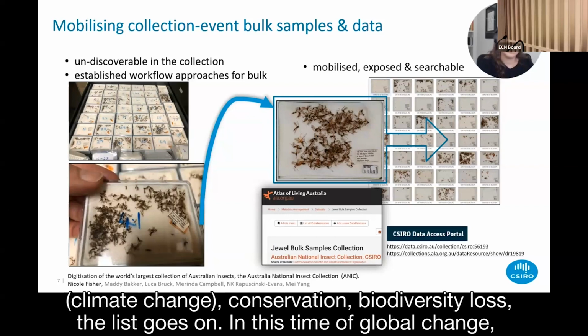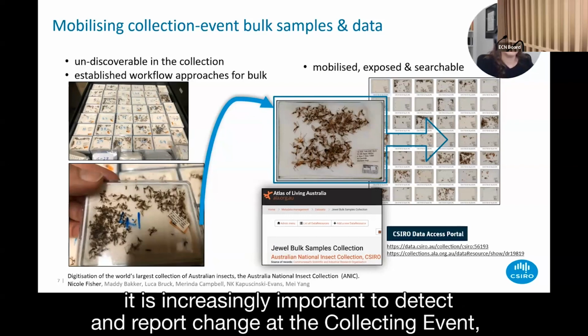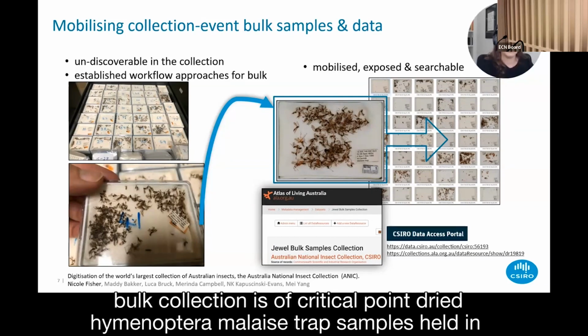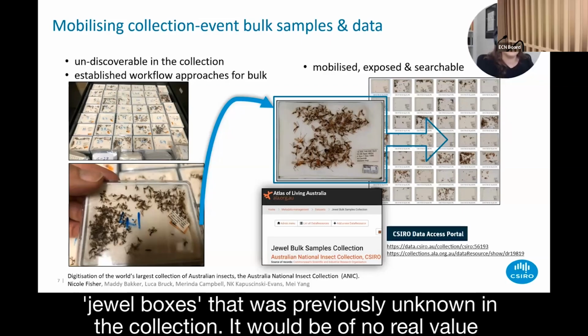In this time of global change, it is increasingly important to detect and report change at the collecting event rather than delaying until specimens are digitised or later used for research. This bulk collection is of critical point-dried Hymenoptera malaise trap samples held in jewel boxes that was previously unknown in the collection.